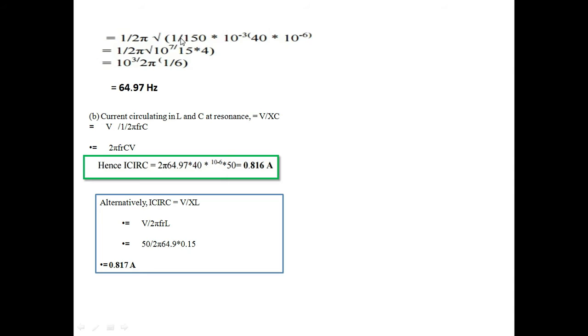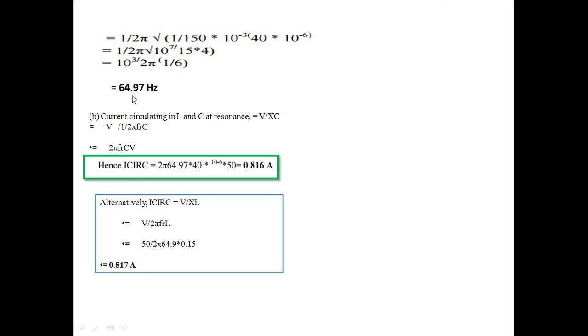150 millihenry means 150 into 10 raised to minus 3, and 40 microfarad is 40 into 10 raised to minus 6. That's why it is 1 upon 2 pi square root of 150 into 10 raised to minus 3 into 40 into 10 raised to minus 6. Multiplying gives 10 raised to minus 9 times 10 raised to 2, therefore minus 7. 15 into 4 is 60 into 10 raised to minus 7, so this value we have to calculate.